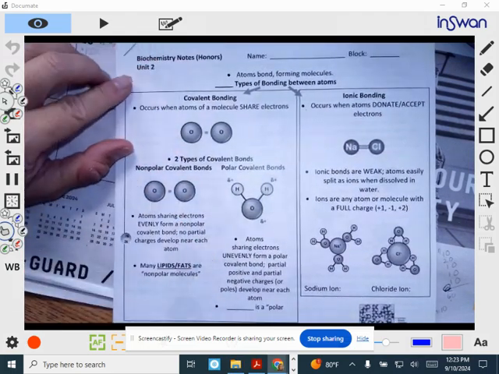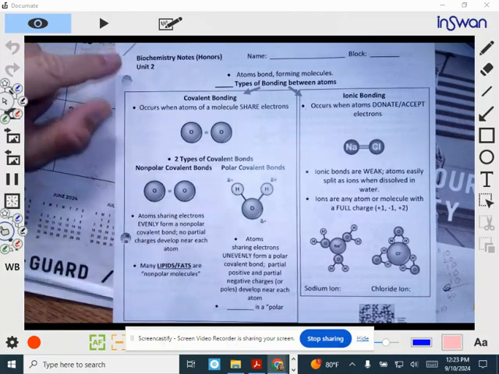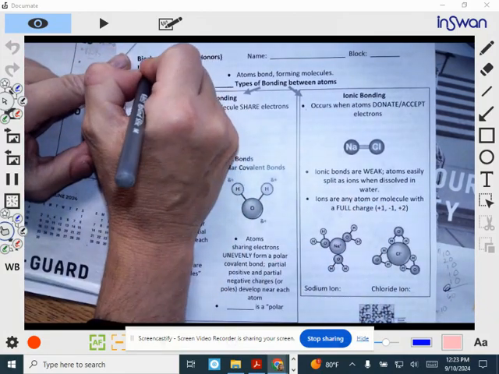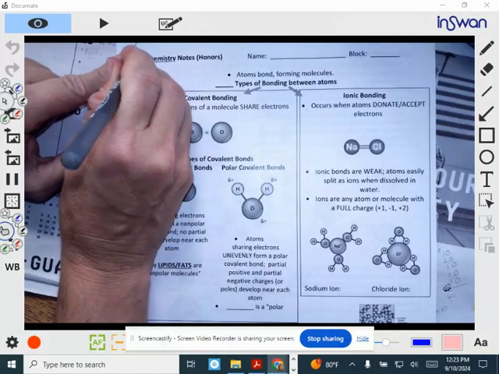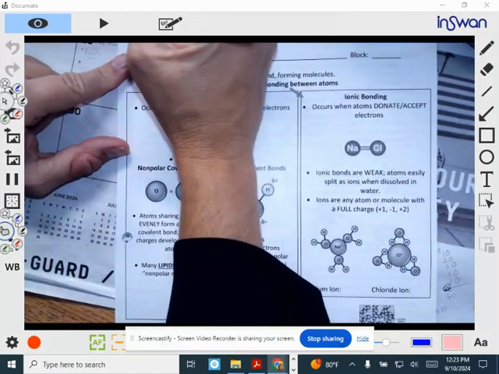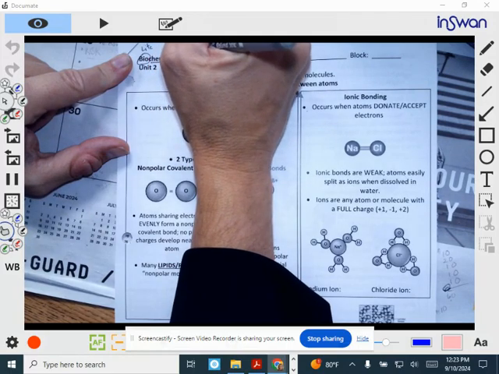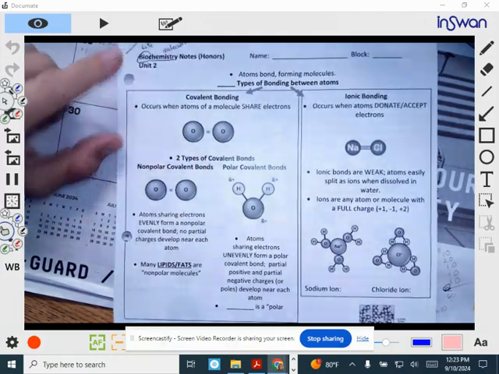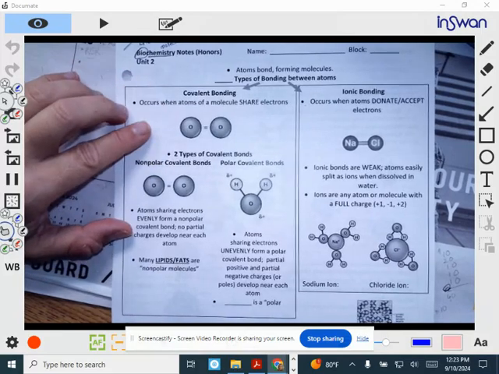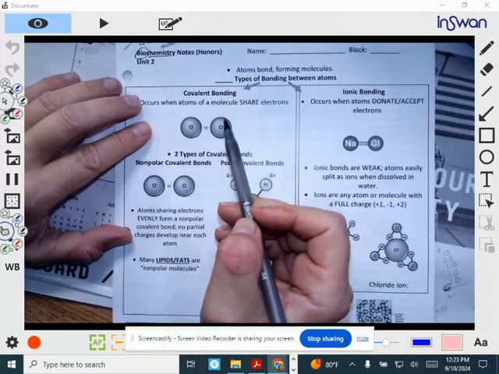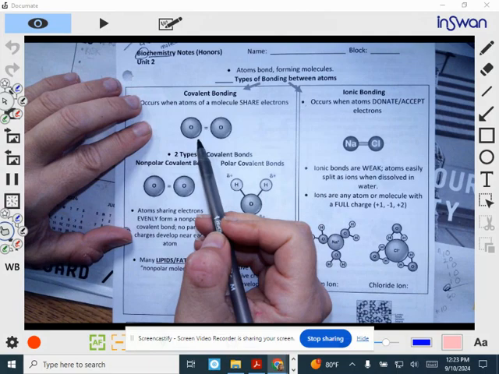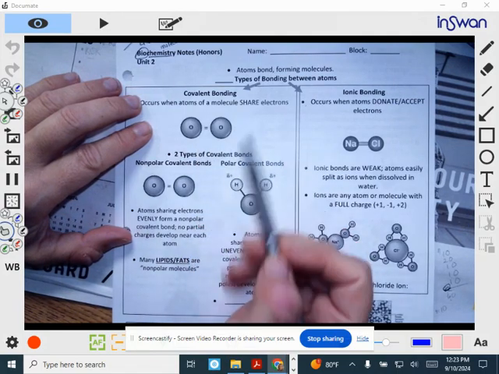All right, so this is our Unit 2 biochemistry notes, and we're going to be talking about molecules that make up living things. That's why it's called biochemistry, because bio means life, and with chemistry we're talking about molecules. Now, a little bit of background about molecules. Molecules are built from atoms, so when atoms bond together, we form bigger structures, which are called molecules.